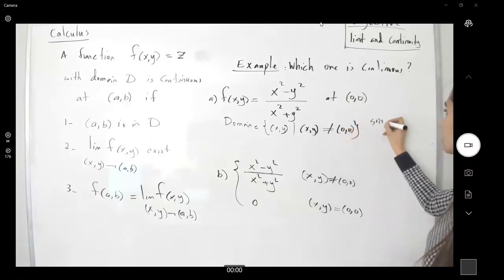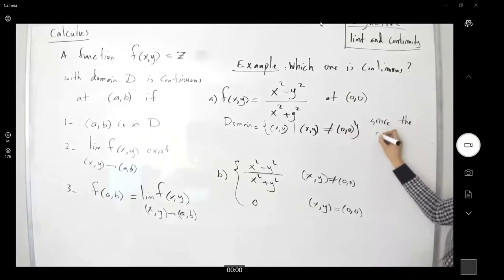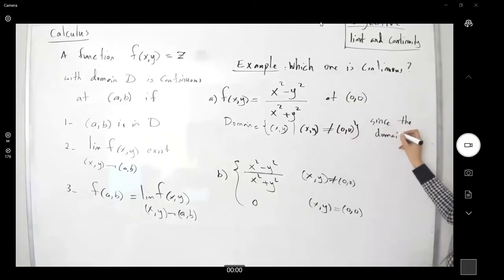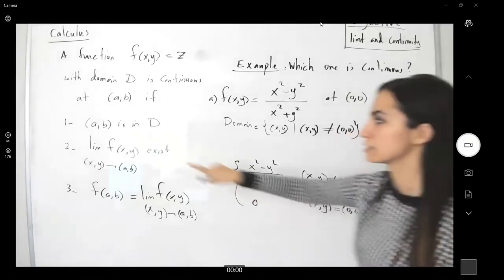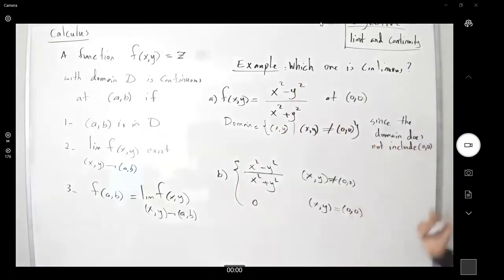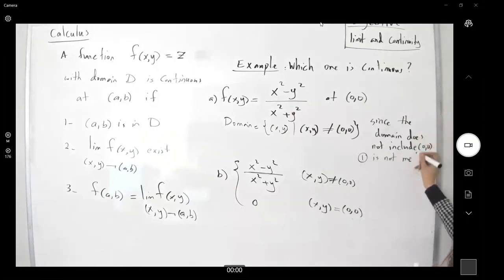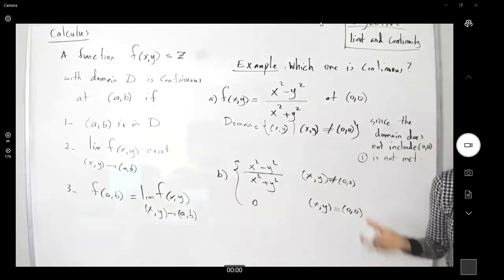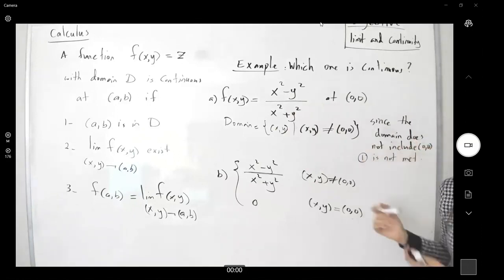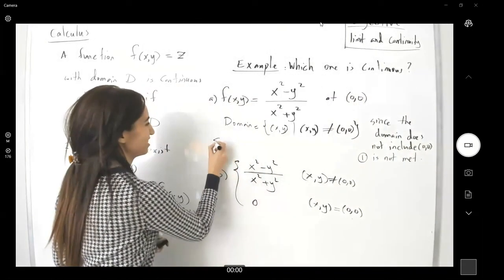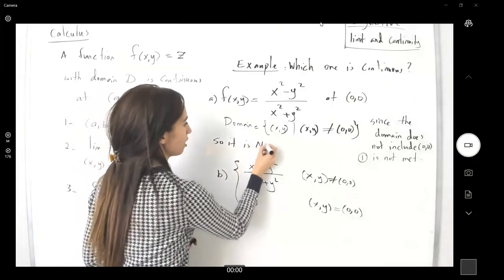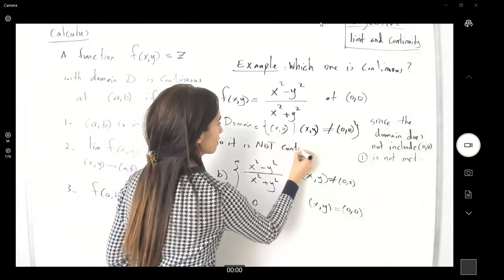So since the domain does not include 0 and 0, the very first condition is not met. Condition 1 is not met. So it's not continuous. The point is not there. It's not continuous.